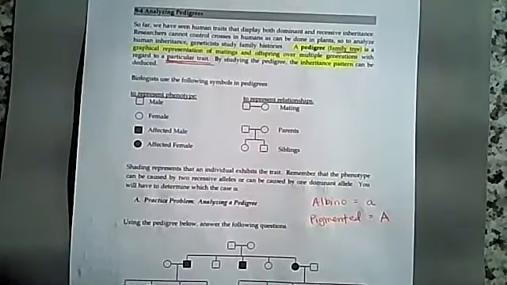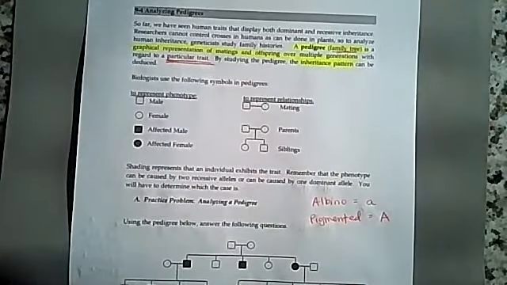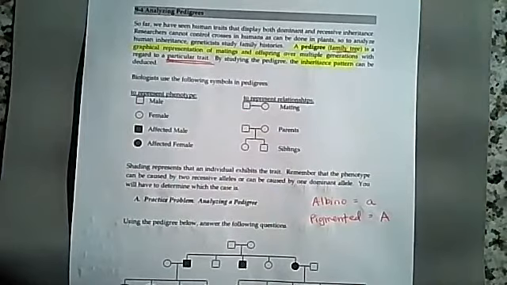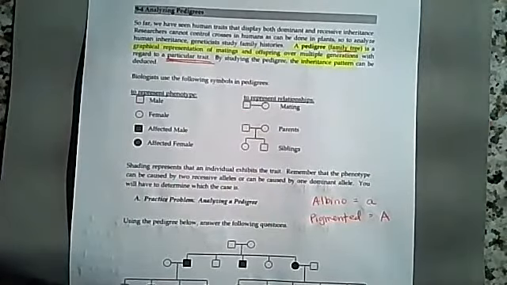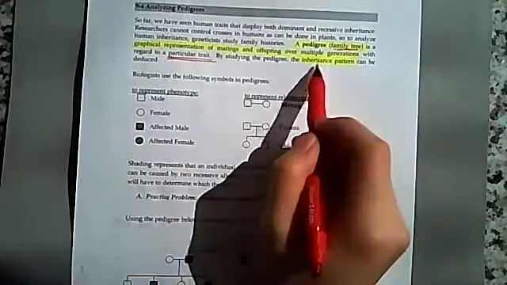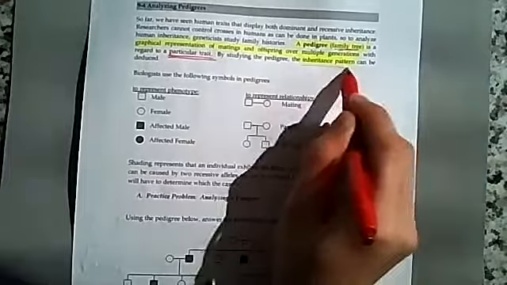So in one pedigree, or one family tree, they'll track one particular trait, and they'll have to make a whole separate pedigree for a different trait if you want to track it even through the same family. By studying the pedigree, the inheritance pattern can be deduced.